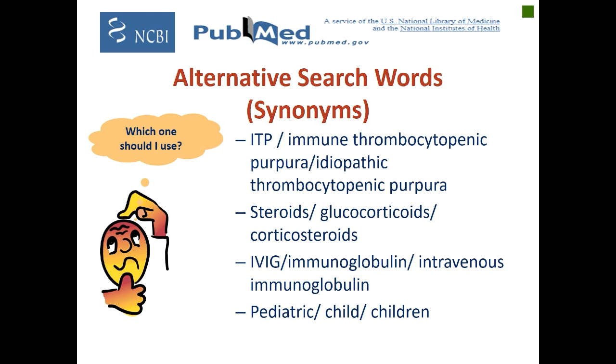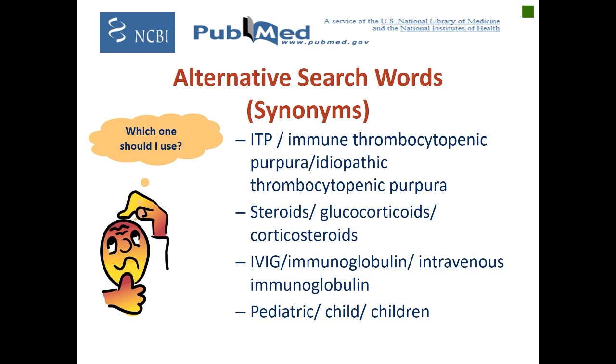You have to notice that your search terms may have alternative search words which are called synonyms. For example, ITP may be called immune thrombocytopenic purpura, or idiopathic thrombocytopenic purpura, or acute thrombocytopenic purpura. The same for steroids, may be called glucocorticoids or corticosteroids, and also the IVIG can be called immunoglobulins or intravenous immunoglobulins. This can be solved while we are doing the search on the PubMed.